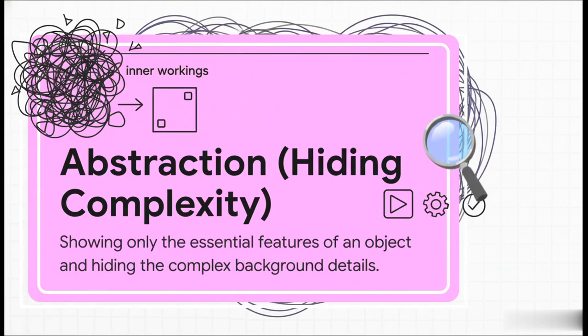The next pillar is abstraction, and this one is all about simplicity. It hides all the messy, complicated inner workings of an object and just shows us a simple interface to work with. It makes things so much easier to use.